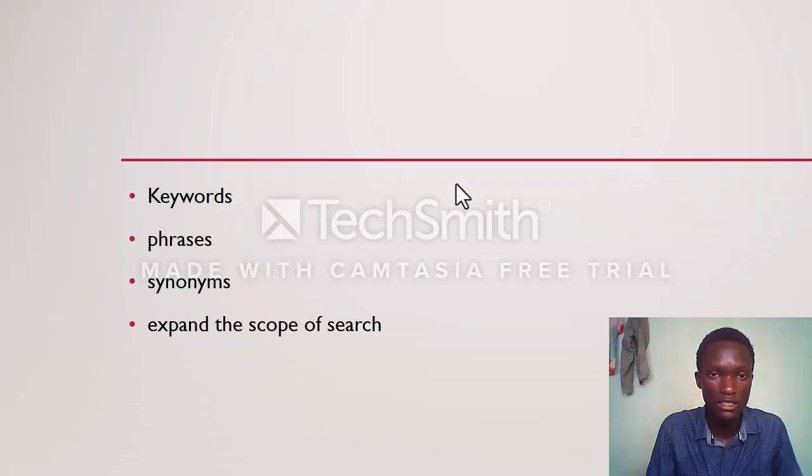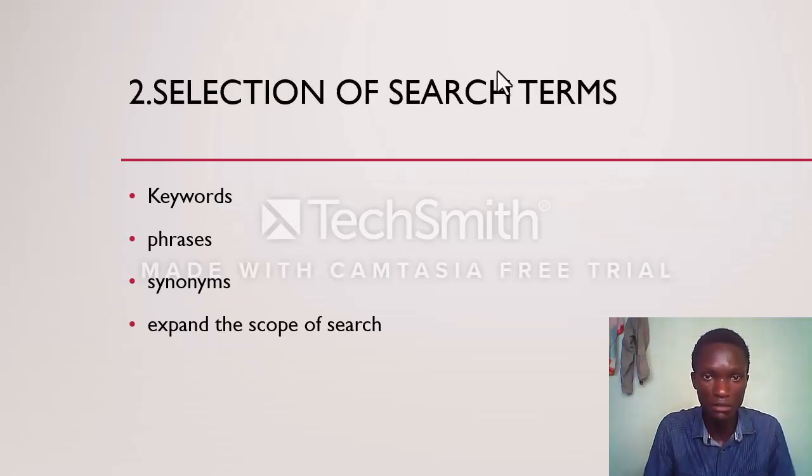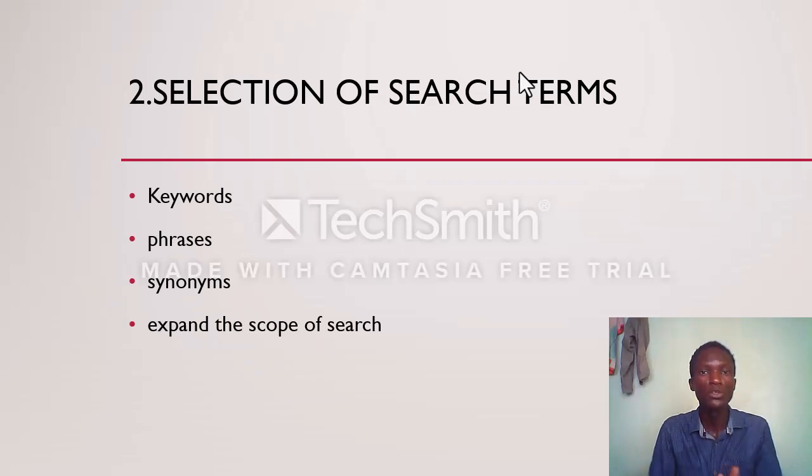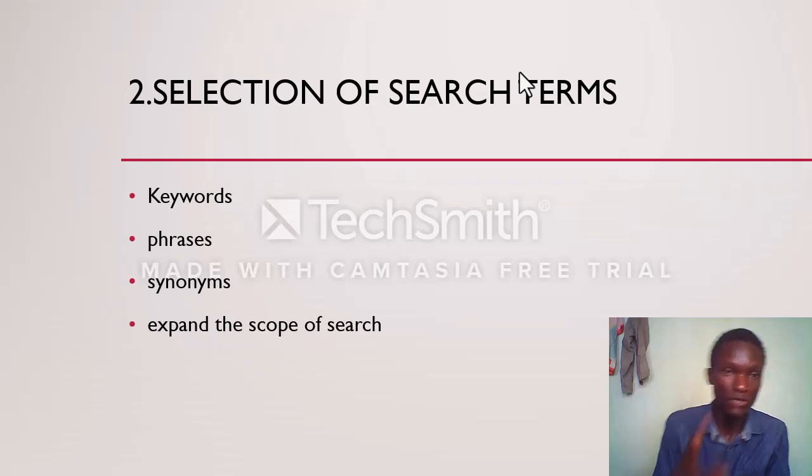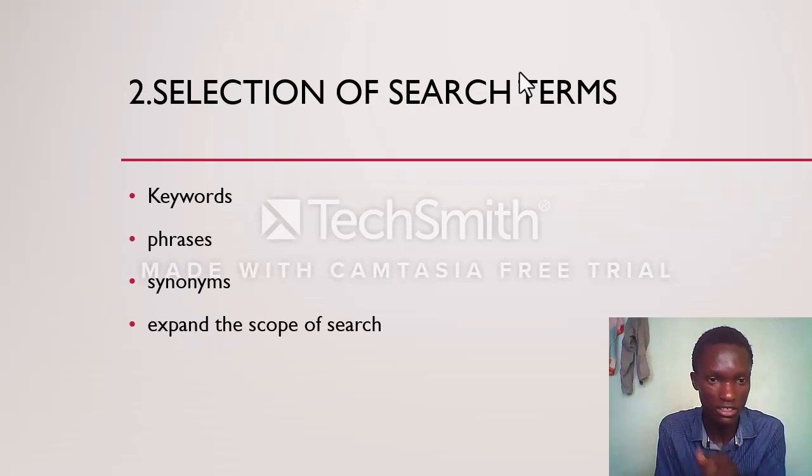The second one is selection of search terms. When you're selecting these search terms, you must get the keywords, the phrases, the synonyms, and expand the scope of your search, because some people have a limited scope of their search. You have to expand, get information from various data sources, from various databases, so that you expand the scope of research. So in selection of search terms: one, you must know the keywords you're using; two, the phrases; three, the synonyms; four, expand the scope of your search.